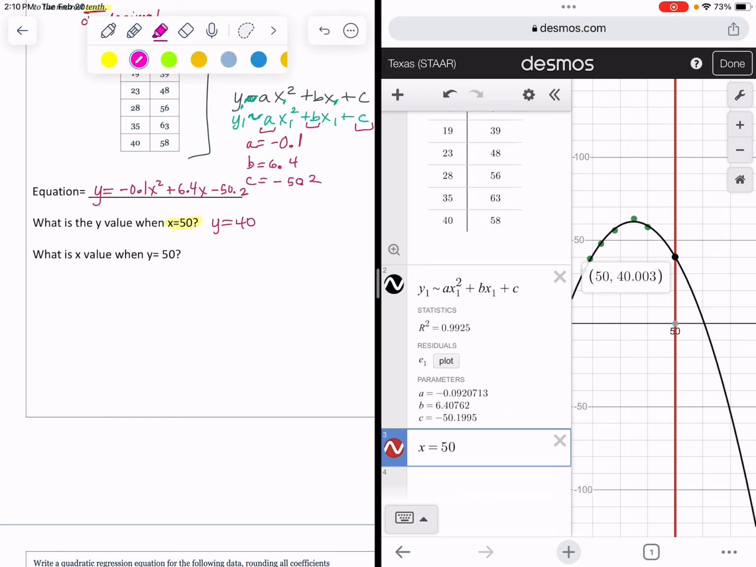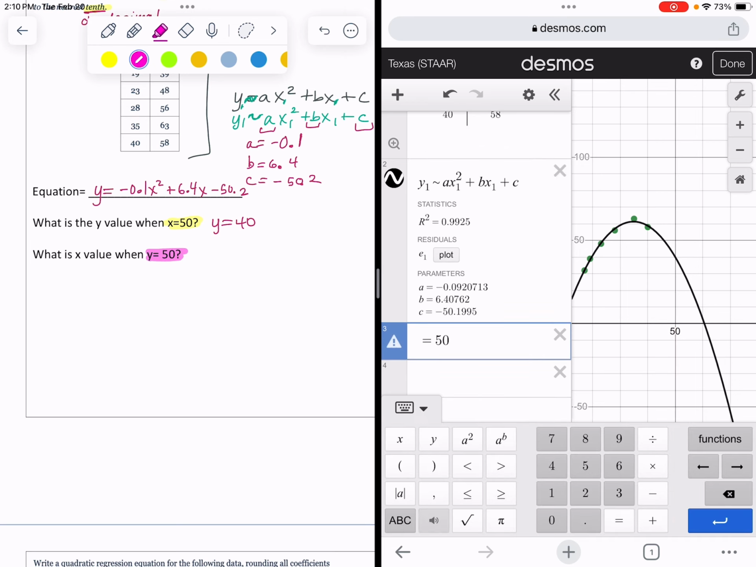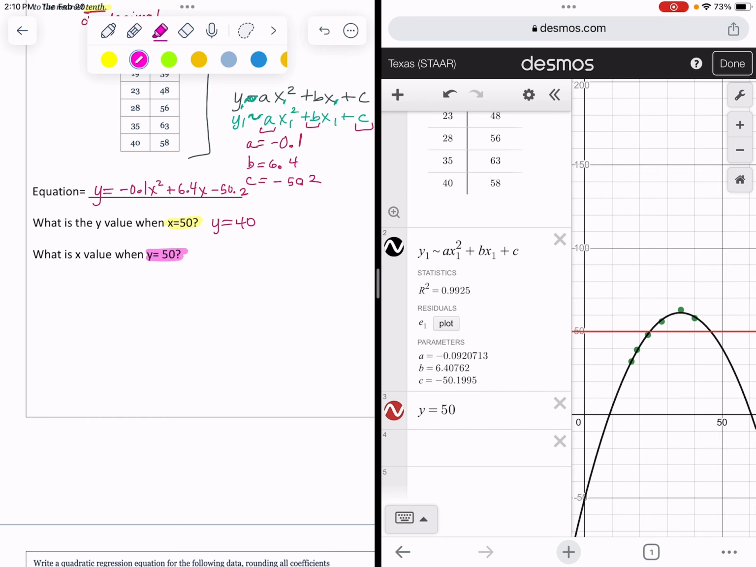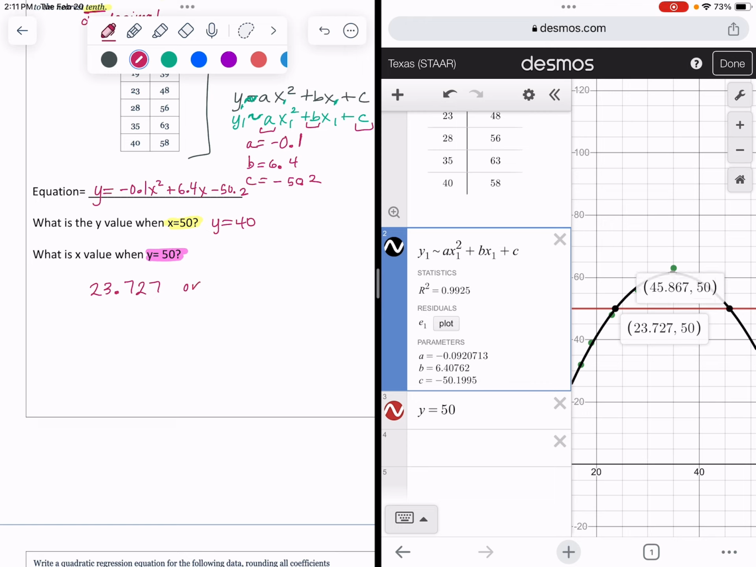And then now they want to know what is the x value when y is 50. And so I'm going to change x equals 50 to y equals 50. That's the red line up here. So there's two options. And so I'm going to zoom in so I can click on them. One of them would be 23. And we'll use 3 decimal places like they did. Or 45.867.